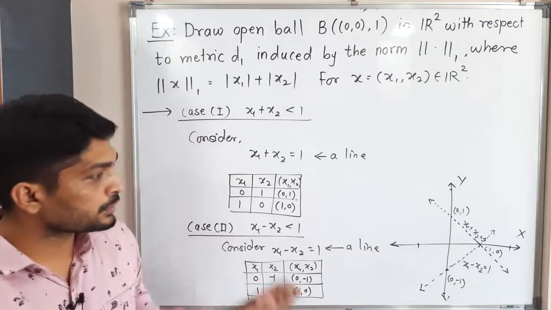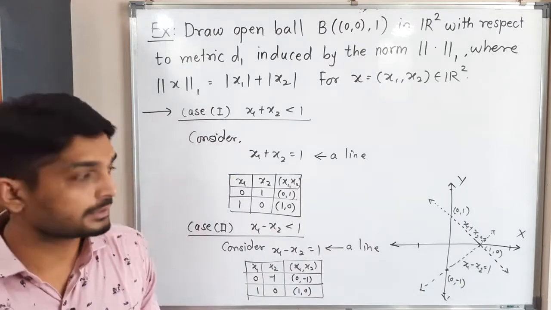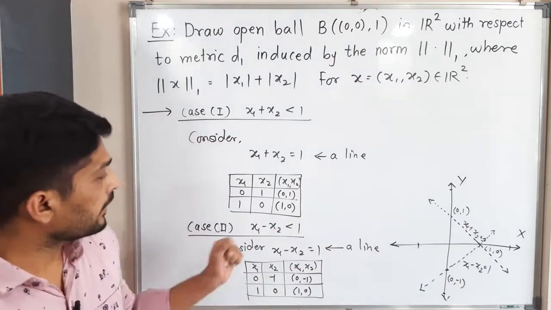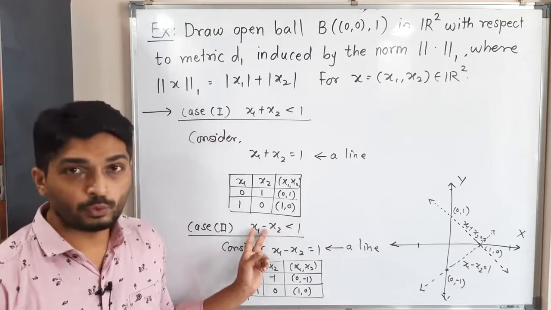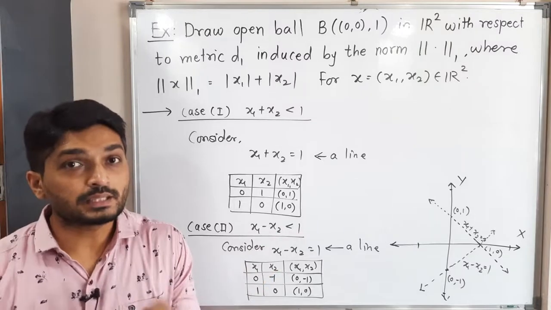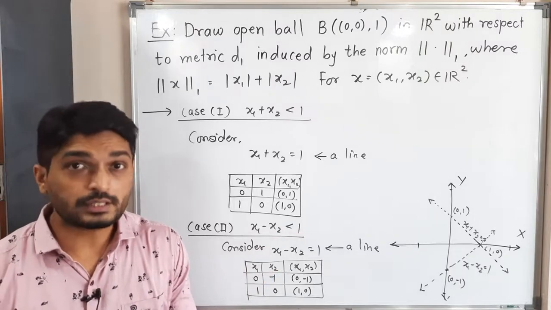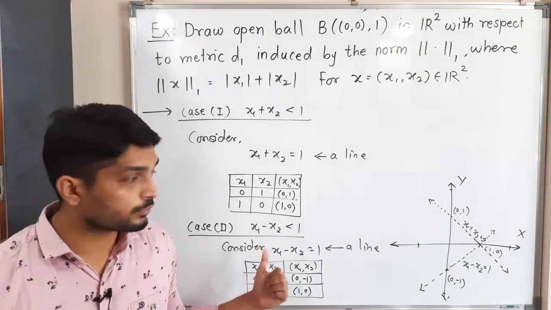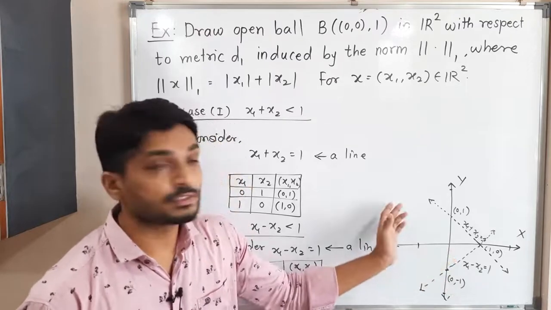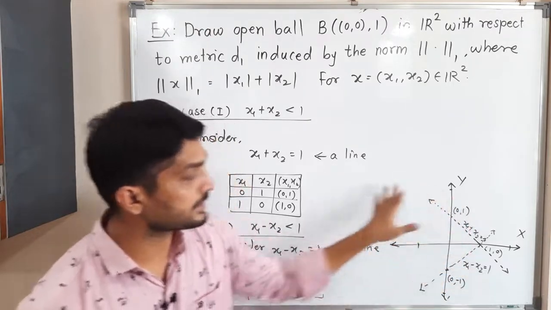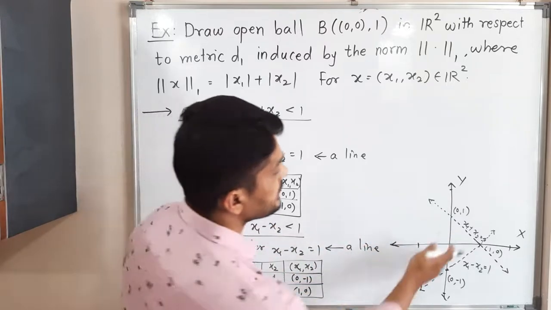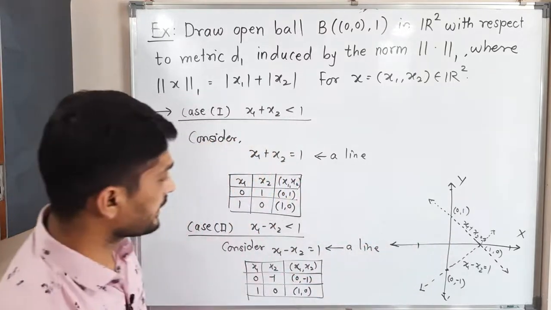So let us check which region we have to consider, which side. I will put again (0, 0): 0 minus 0, which is less than 1. That means again the origin (0, 0) satisfies this condition, so therefore the region lies on the side of (0, 0). So this side we have to consider here. That means our region lies on this side of the line. Okay, let us go further.